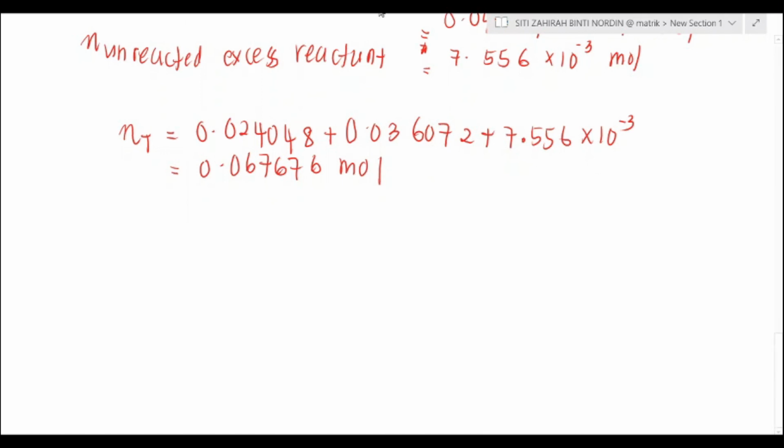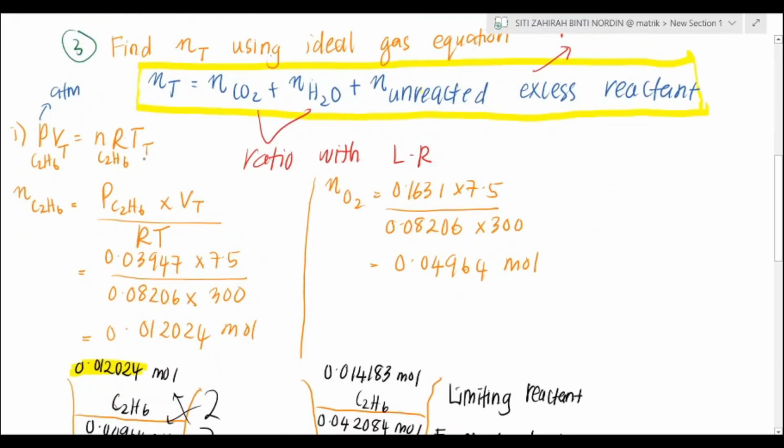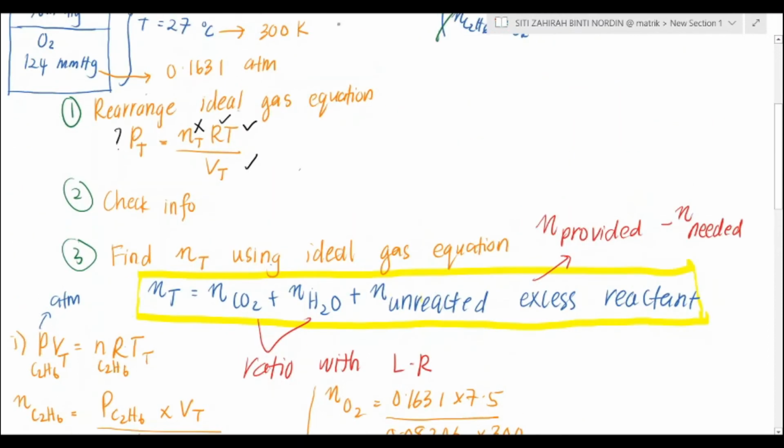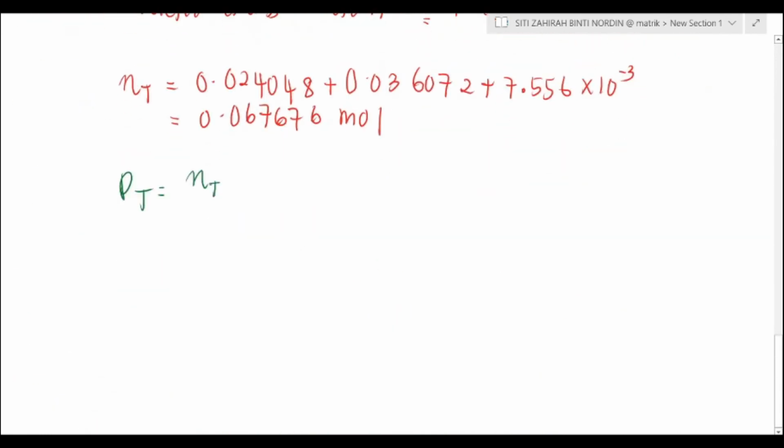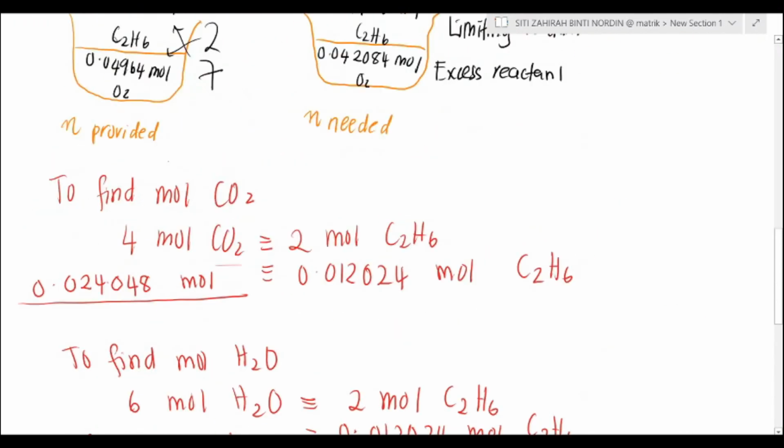So lastly, we can figure out our total pressure, which we already wrote at the top. Where is it? Yep, in here. So we've got the mole total already. So yes, now we can calculate our total pressure, which is the mole total times the RT divided by volume total. So 0.067676 times, okay, the temperature would be 300, divided by the volume of 7.5. So you've got 0.22214 ATM.